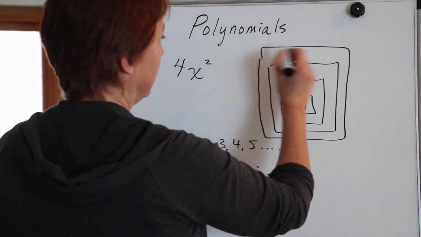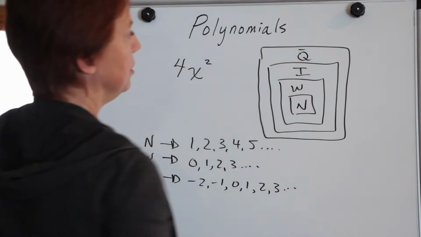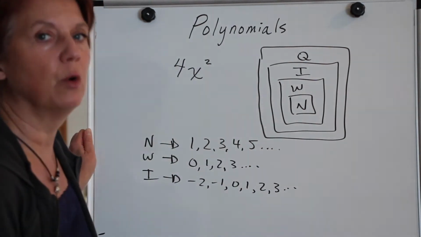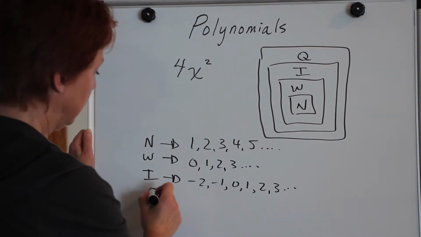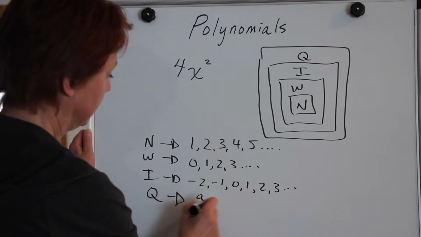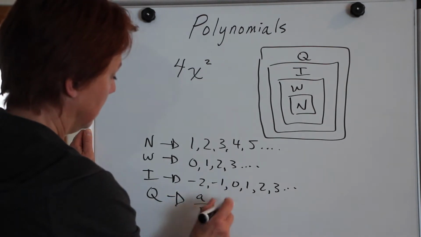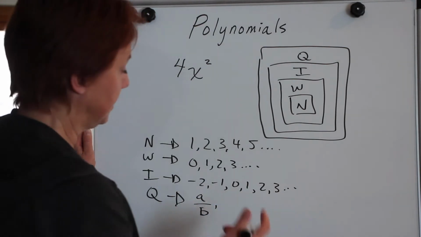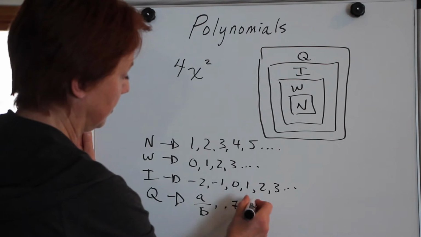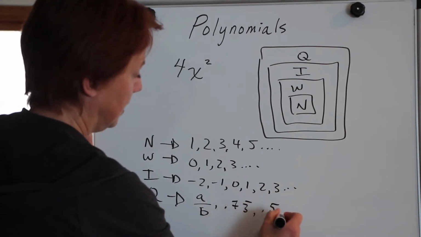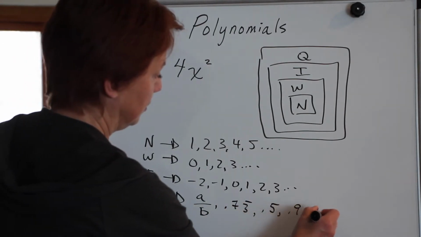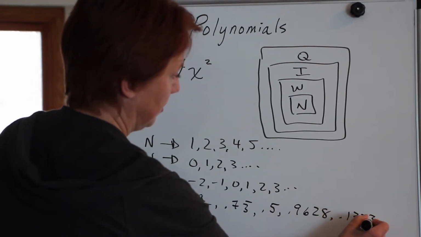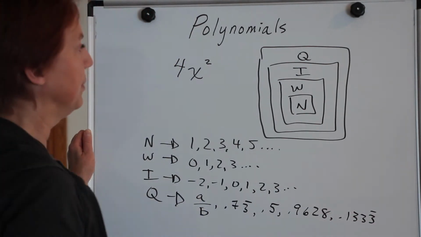After that come rational numbers, and we usually call it just Q, meaning quotient. Okay, so they're numbers that can be written as A over B, any number that terminates or repeats when divided. So 0.73 with the 3 repeating, 0.5, 0.9628, etc. You get the idea. 0.1333 repeating. These are all rational numbers.